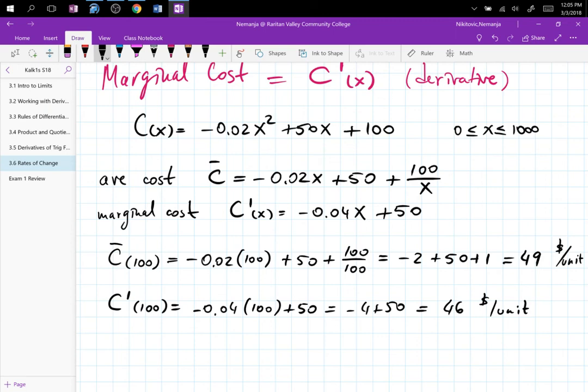The 100th one, right? Yes. So, on average, each costs 49 bucks to make. Let's say it costs $49 to produce this on average. But the marginal calculation tells us that actually to make the 100th one is 46. And that should be clear.